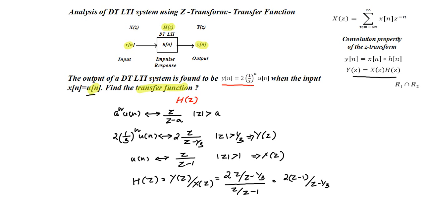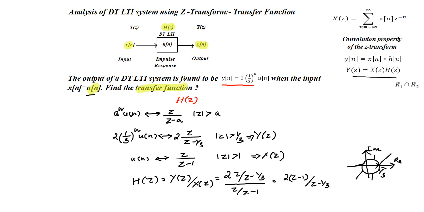Here you can see the ROC. This is the real part, this is the imaginary, and for this transform you can mark 1 by 3, and the ROC is |z| greater than 1 by 3. So this is the ROC. Now we got the transfer function H(z).